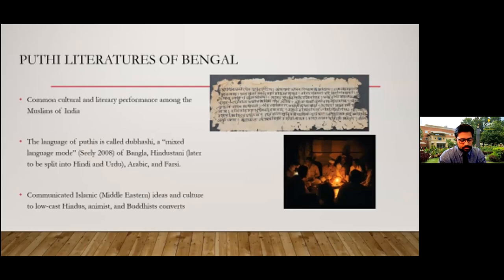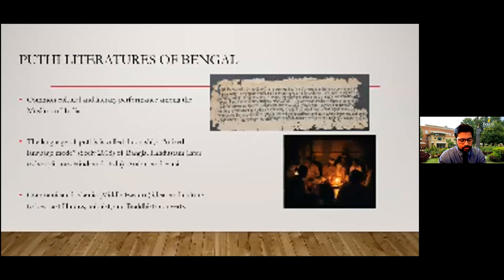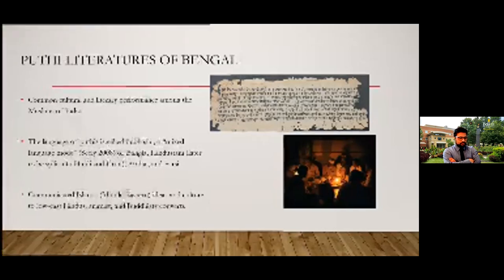One of the features of Puthi literature was its language, which is termed a mixed language mode of Bangla, Hindustani, which was later split into Hindi and Urdu, Arabic, and Farsi. The purpose of the genre was to communicate Islamic ideas and culture to low-caste Hindus, animists, and Buddhist converts.